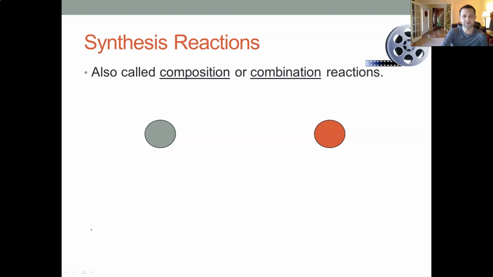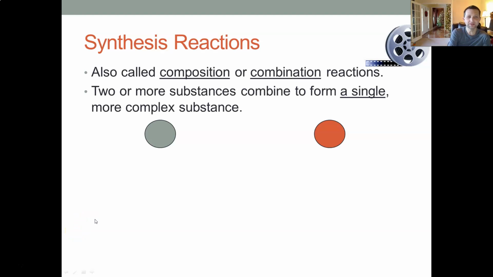Another name for a synthesis reaction is composition or a combination reaction. Okay, so what I usually like to do is call them synthesis reactions because I like to categorize them based on what letter they start with. I tend to not use composition or combination as much because we have another reaction type that starts with the letter C that sounds similar and we could get confused by that. Okay, so what happens with a synthesis reaction? What really happens here is 2 or more substances combine to form a single, more complex substance.